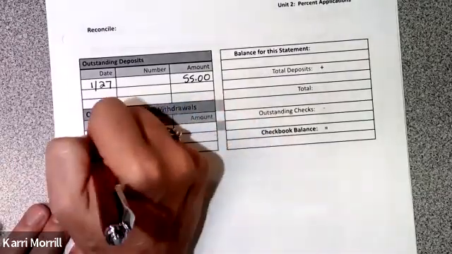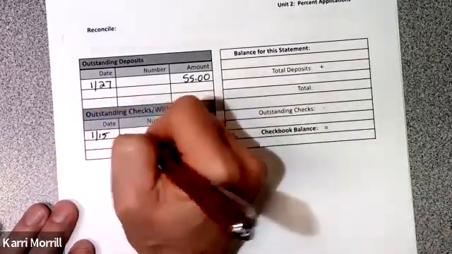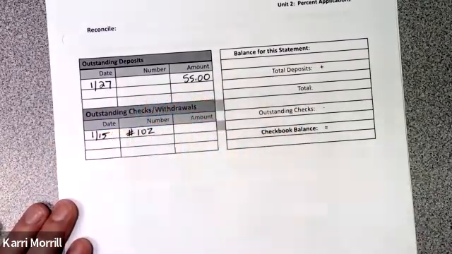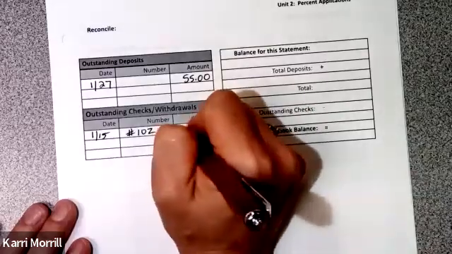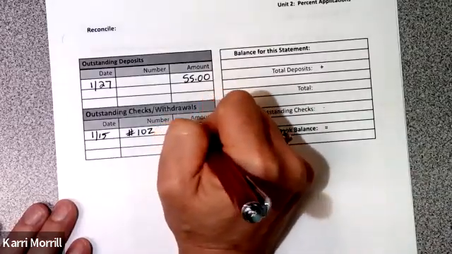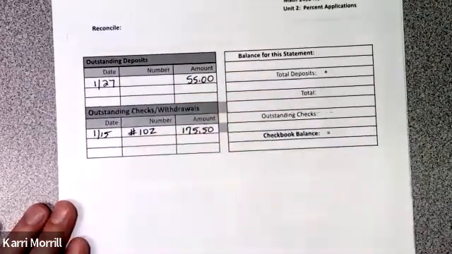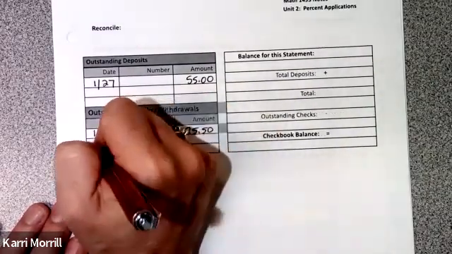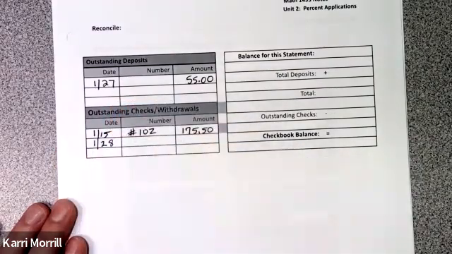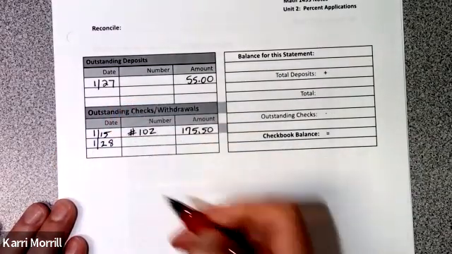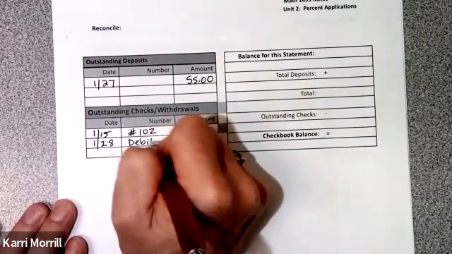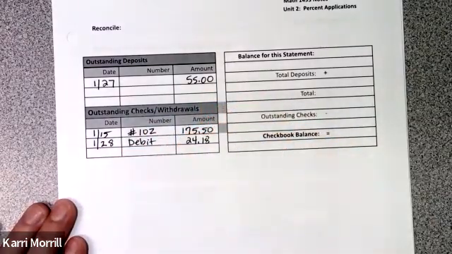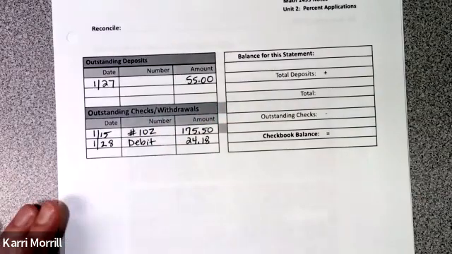So on the 15th, we had our insurance. If you know, the check number that they have written there was 102, and that would have been in the amount of $175.50. The other outstanding withdrawal was on the 28th of January. It was a debit, and it just hasn't gone through, but it's $24.18.